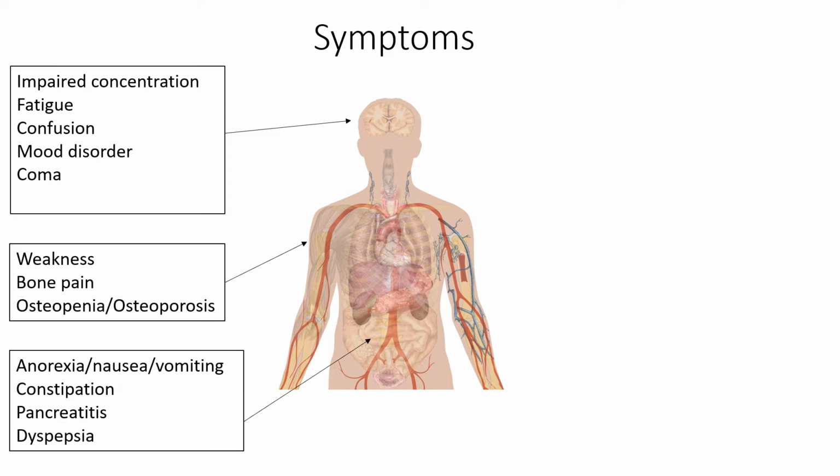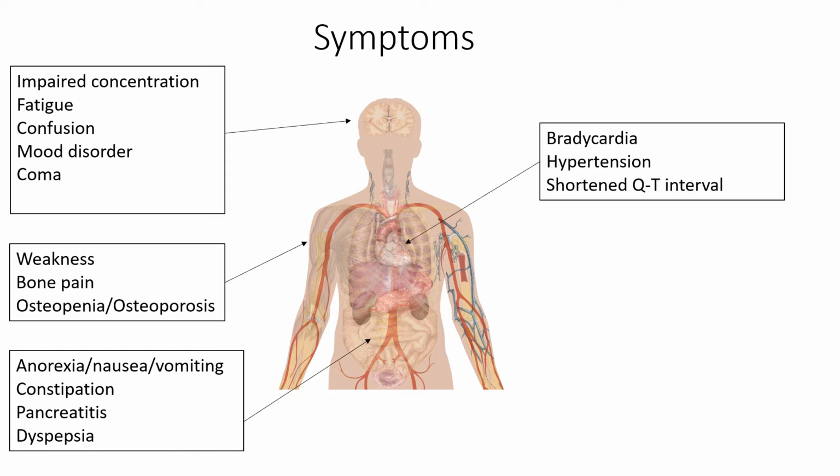If we turn our attention to the GI system, anorexia, nausea and vomiting, constipation. So have a think about the effects of calcium on muscles, explaining both the skeletal muscle as we explained above with the weakness, and with the sluggishness of the bowels, those effects on the smooth muscle. Pancreatitis and reflux disease are also seen. If we go to the cardiac muscle now, we see bradycardia, high blood pressure and a shortened QT interval. We'll see some ECGs in a minute.